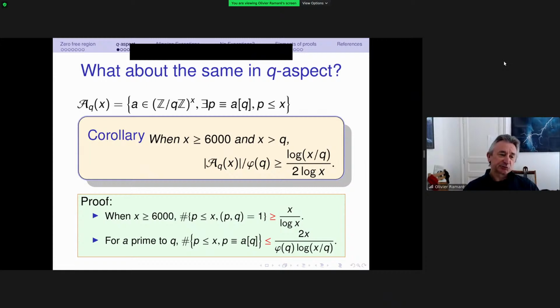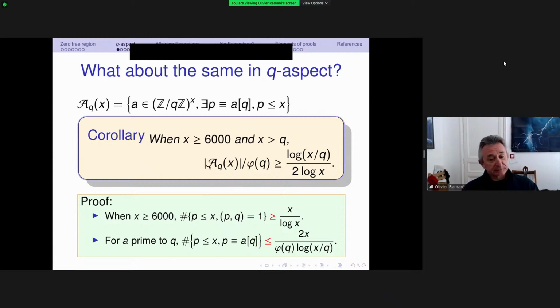So the idea is to say that the primes do not accumulate. What we used until now was that the primes do not accumulate in some interval, and now we want to use the fact that the primes do not accumulate in residue classes, and that's a straightforward application of Brun-Titchmarsh.